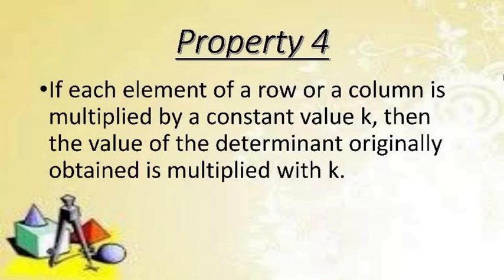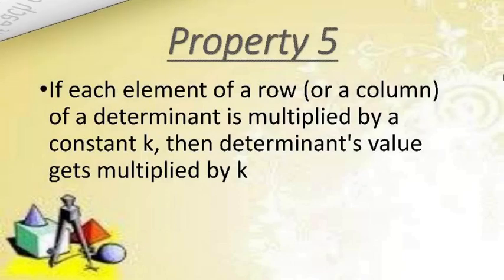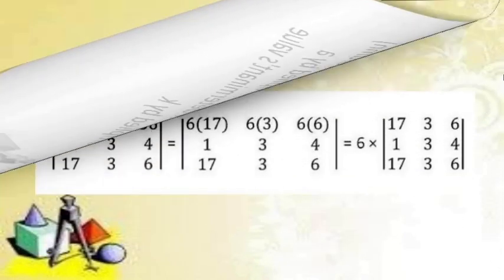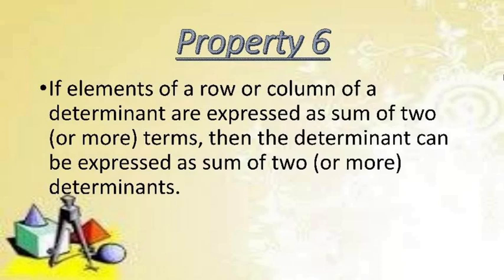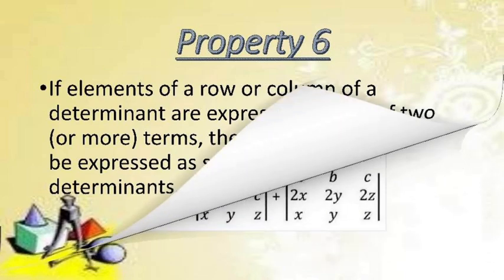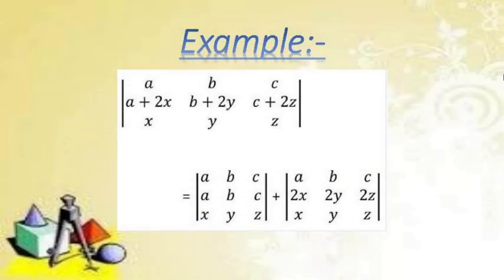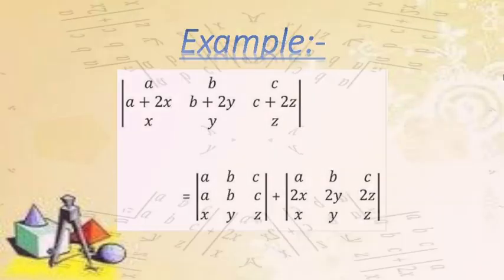Property 4: if each element of a row or a column is multiplied by a constant k, then the value of the determinant originally obtained is multiplied by k. Property 5: if each element of a row or a column of a determinant is multiplied by a constant k, then the determinant's value gets multiplied by k. Property 6: if elements of a row or a column of a determinant are expressed as a sum of two or more terms, then the determinant can be expressed as a sum of two or more determinants.